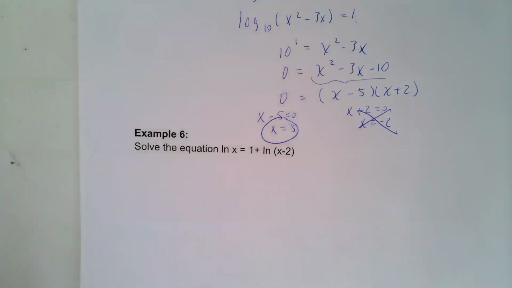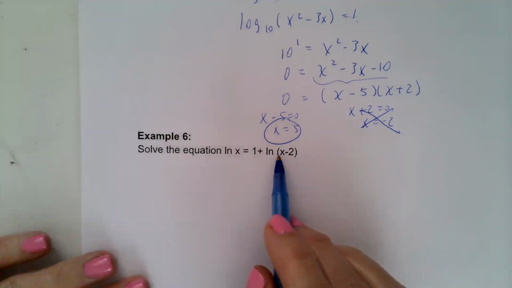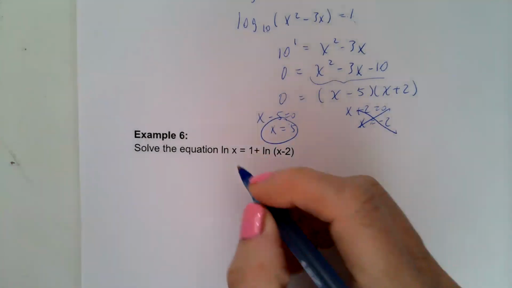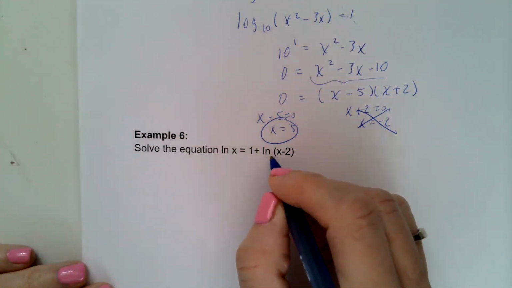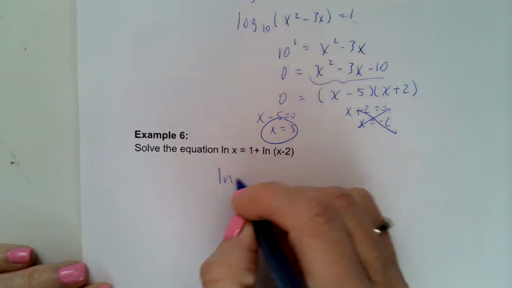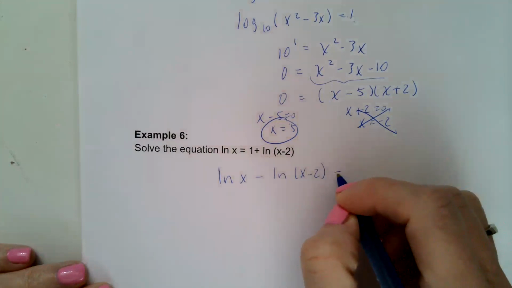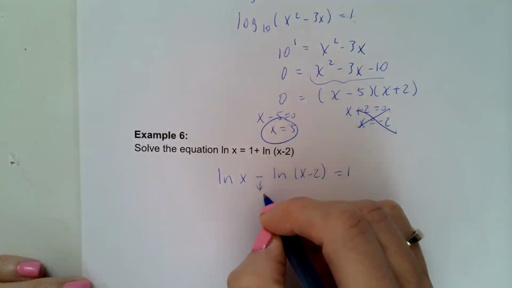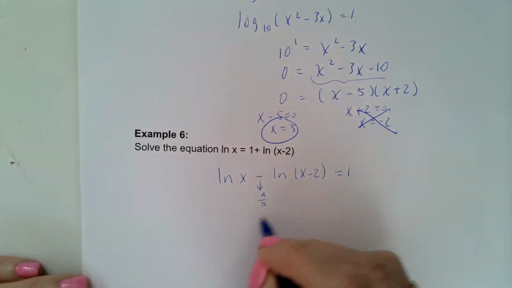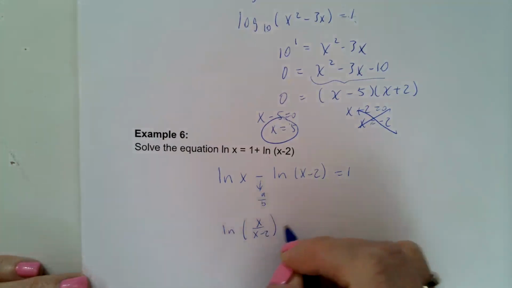Okay, let's look at example 6. Solve the equation natural log of x equals 1 plus the natural log of x minus 2. So we want to combine the natural logs. I am going to subtract this natural log, so we'll have natural log of x minus natural log of x minus 2 equals 1. And that subtraction is going to go into a fraction of a over b. So it's really 1 natural log of x over x minus 2 equals 1.